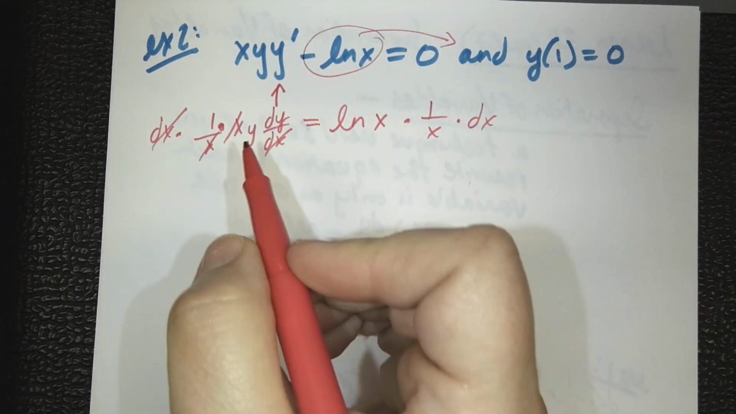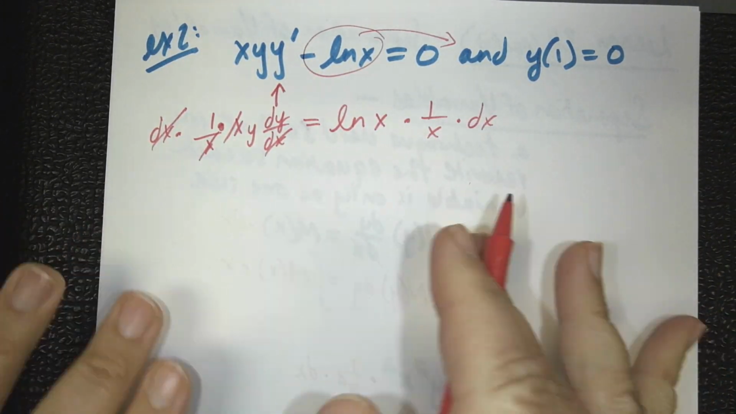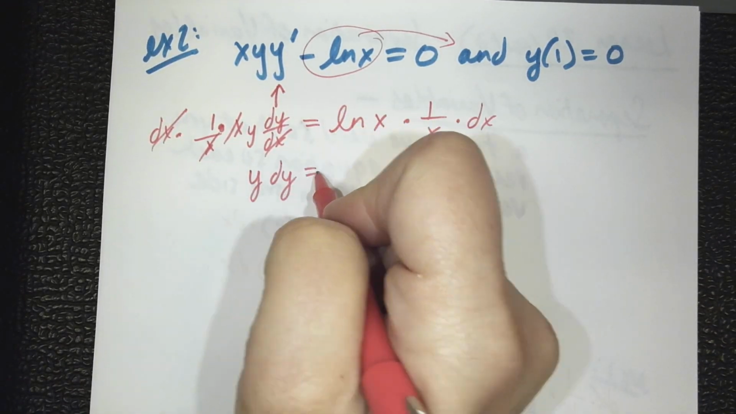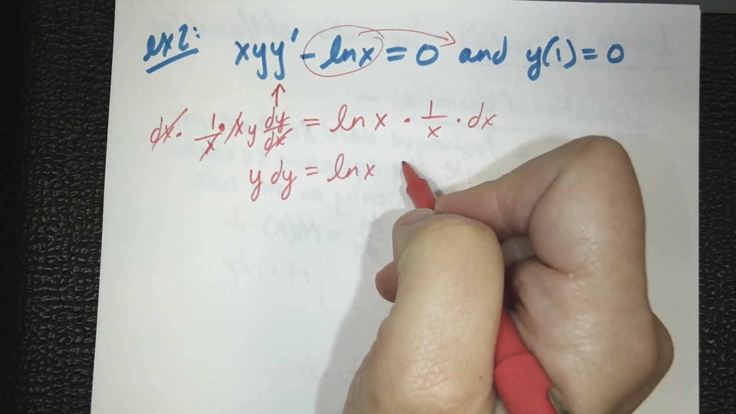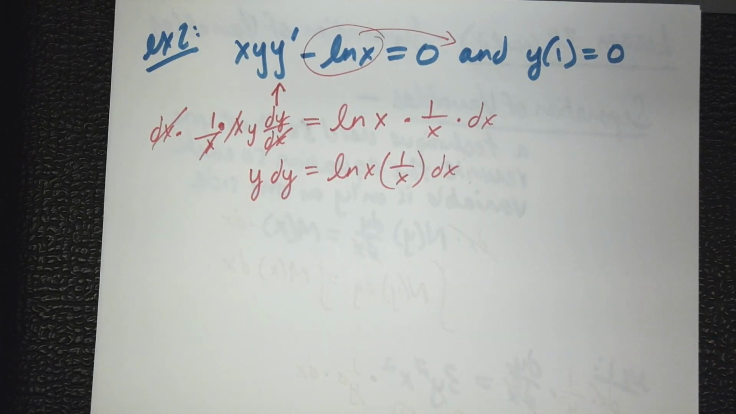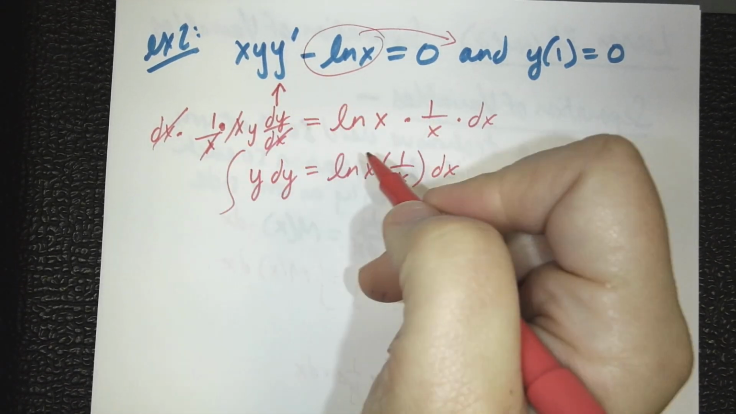And so now, again, what do I have left? Many of you could probably skip that step. You could probably already see it. But you have a y dy equaling ln x 1 over x dx. Now, once you get it to that point, you're going to integrate both sides.